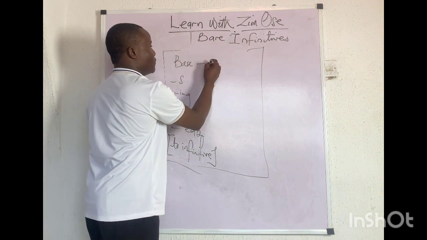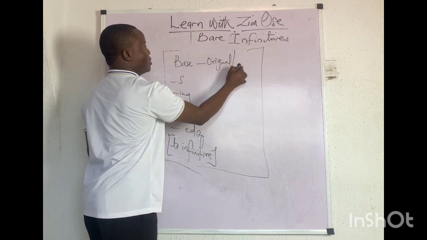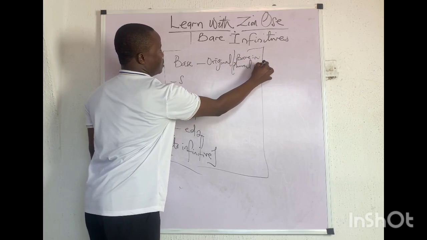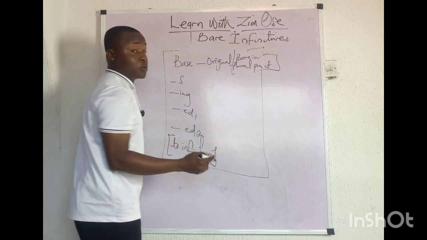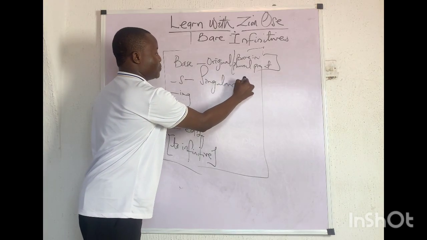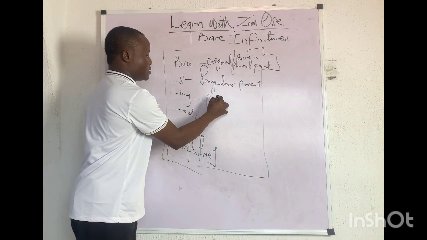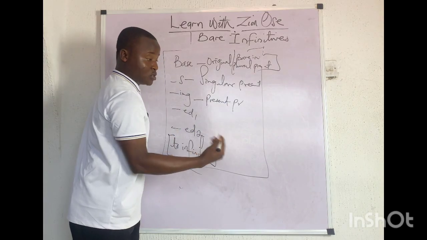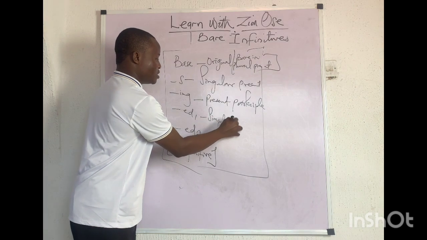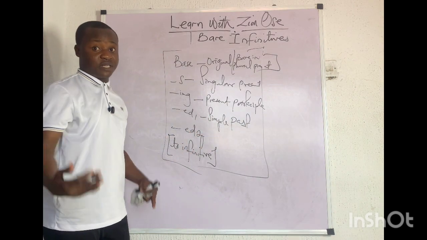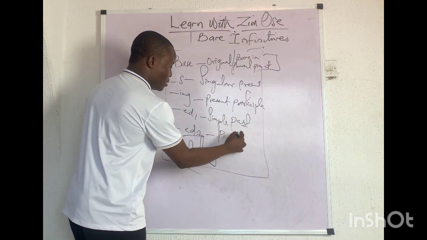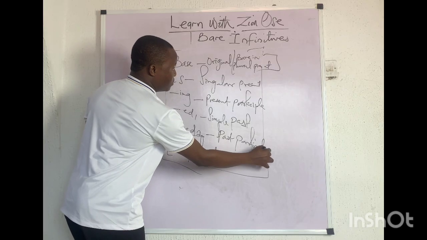So the base verb is the original form of the verb. It is called bare infinitive or plural present. So it is present, but used for plural subjects. The S form is singular present, which is used for singular subjects. The ing is present participle, which indicates an action in its continuous form. The ed1 is simple past tense, which simply shows an action or a state in its past. Then we have ed2, which is called past participle, and of course to infinitive remains to infinitive.